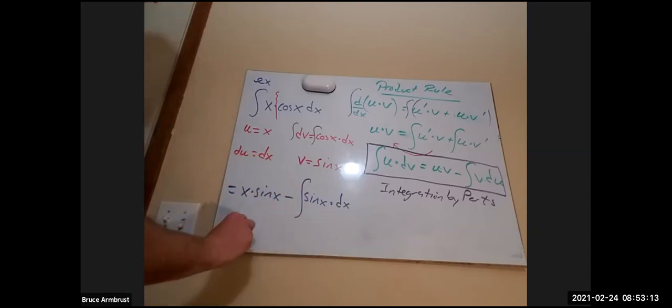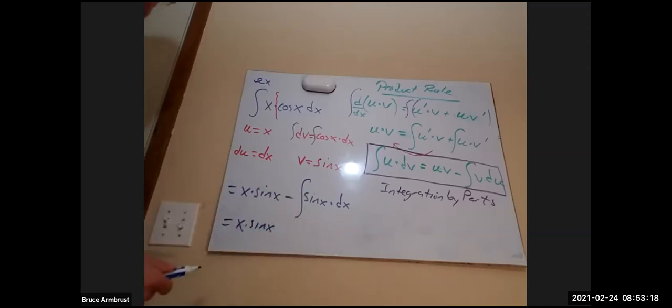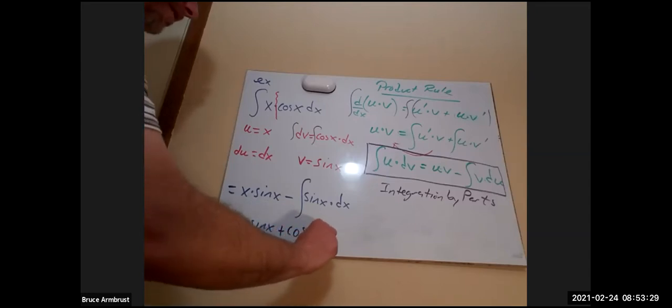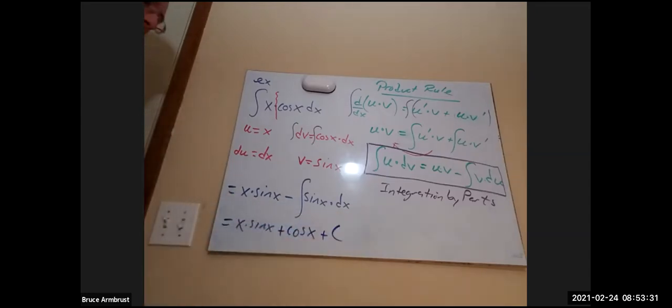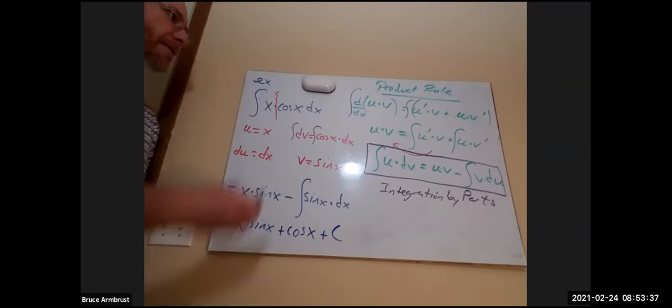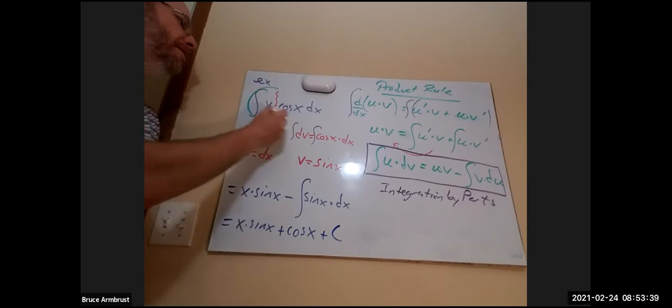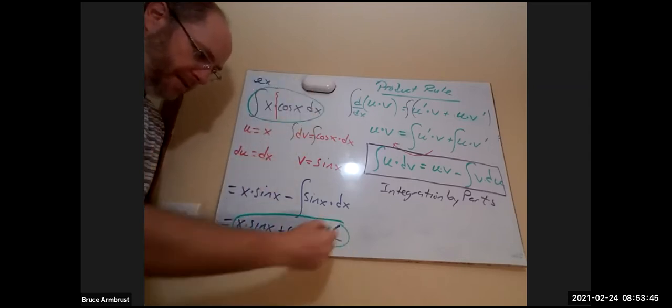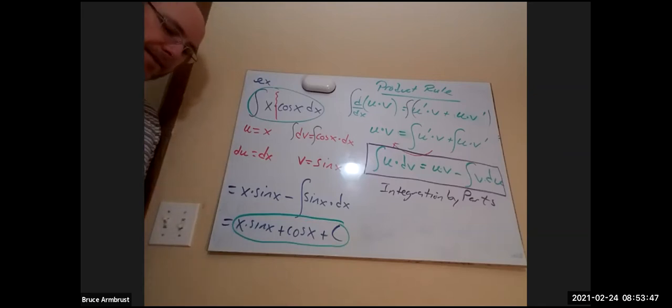So the x sine x, of course, that's still just x sine x. The integral of sine is a negative cosine. So when I subtract the negative cosine, I get plus cosine. And then it's at this point I'm going to put in my plus c. So this integral, the integral of x cosine dx, is right there. It's x sine x plus cosine of x, and then plus c.